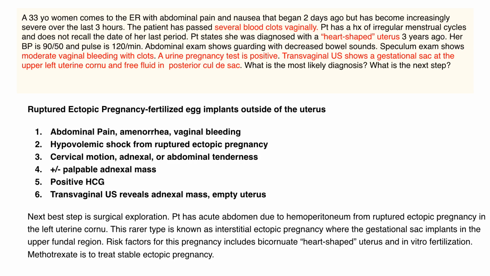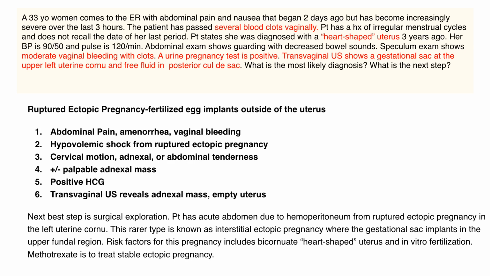So we have a patient who is experiencing ruptured ectopic pregnancy, which means it's a fertilized egg that implants outside of the uterus. And you know this because, first of all, you have to look at this patient. She is in hypovolemic shock from the ruptured ectopic pregnancy. She's having vaginal bleeding, amenorrhea, abdominal pain. There's cervical motion or adnexal or abdominal tenderness, palpable adnexal mass, positive B-HCG, transvaginal ultrasound reveals adnexal mass and empty uterus. Because this patient is in shock, the best step is surgical exploration.